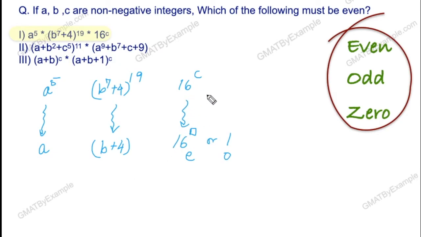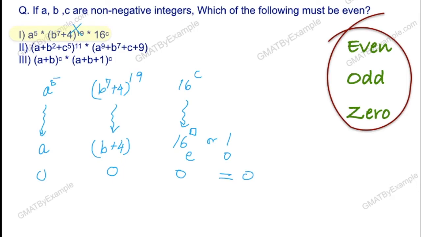This was the trap. If you consider that 16 is always even, you will mark this as definitely even, but it's not. A could be odd. If b is odd, then b plus 4 could be odd. And we know that 16 to the power of 0 is odd. If c were 0, then odd multiplied by odd multiplied by odd will be odd. So this quantity can be odd when c is 0. Hence, this is not definitely even.